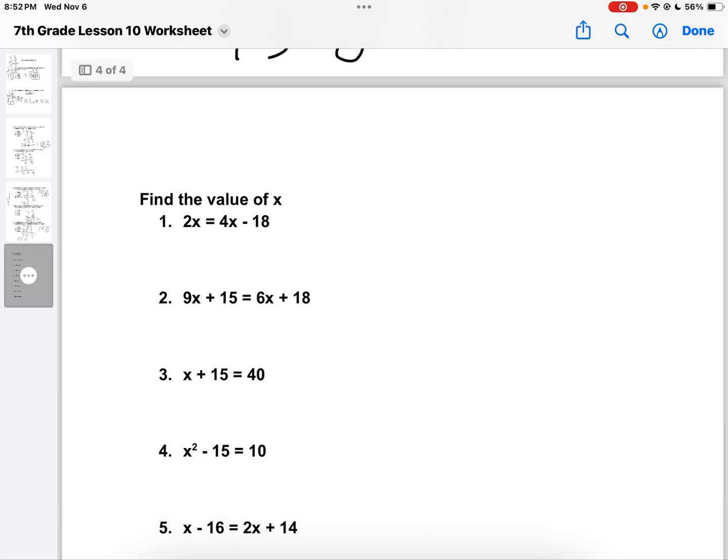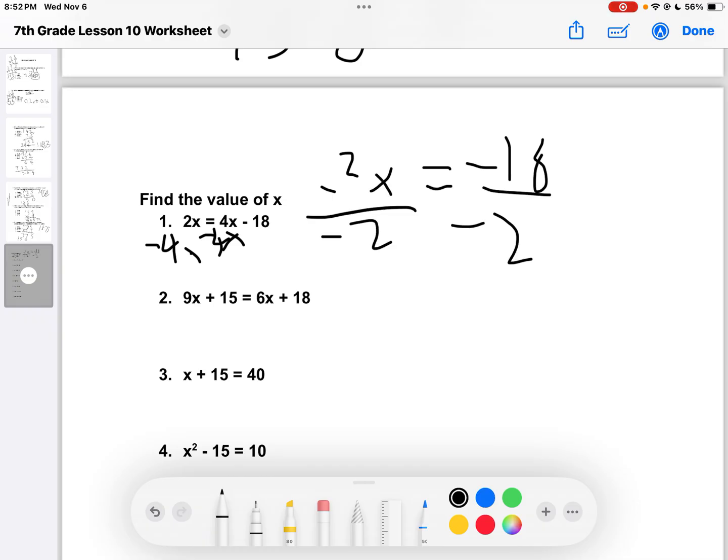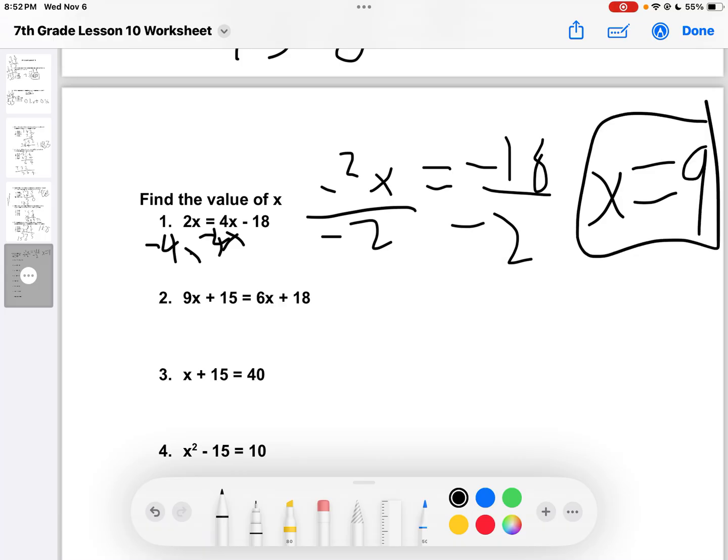Now we're moving on to the next section, which is find the value of x. This will be pretty simple. So we need to isolate x. So we need to subtract 4x from both sides to get negative 2x equals negative 18, and we divide by negative 2 to get x equals 9. So we're just isolating the x after combining the like terms together on both sides.